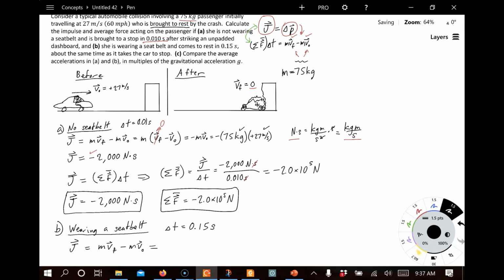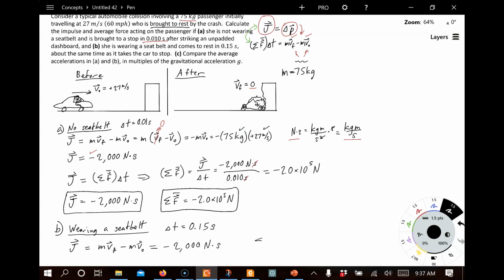Because all we're looking at is you started at 27 meters per second, and at the end you're at 0. And so that's going to come out to be exactly the same as what we had before. So notice that the impulse delivered, in both cases, it stops the car. It's the same value. How does that change the average net force?